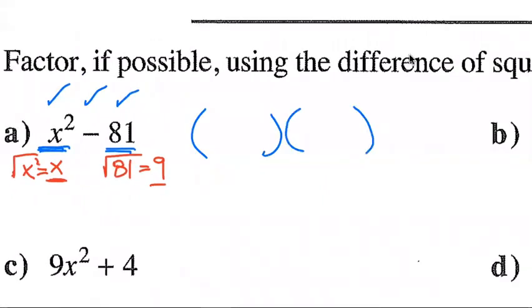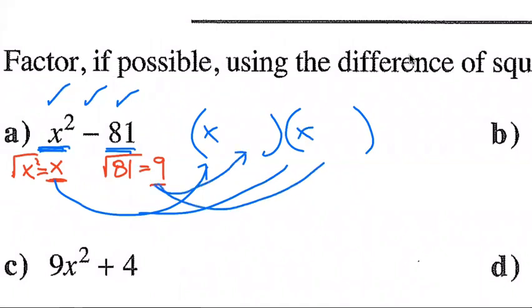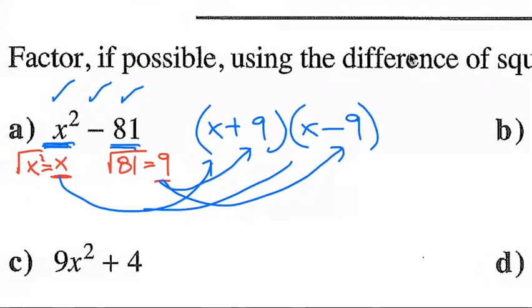1, 2. This goes in the beginning of both. X, x. This goes at the end of both. 9, 9. One's plus, one's minus. Factored. That is difference of squares method. Like I said, it's a shortcut method. If you want to see how you can do that using decomposition, ask me sometime in class. Okay? But this is a shortcut method for factoring using difference of squares. You have to meet all those 3 criteria before you can even take that next step.